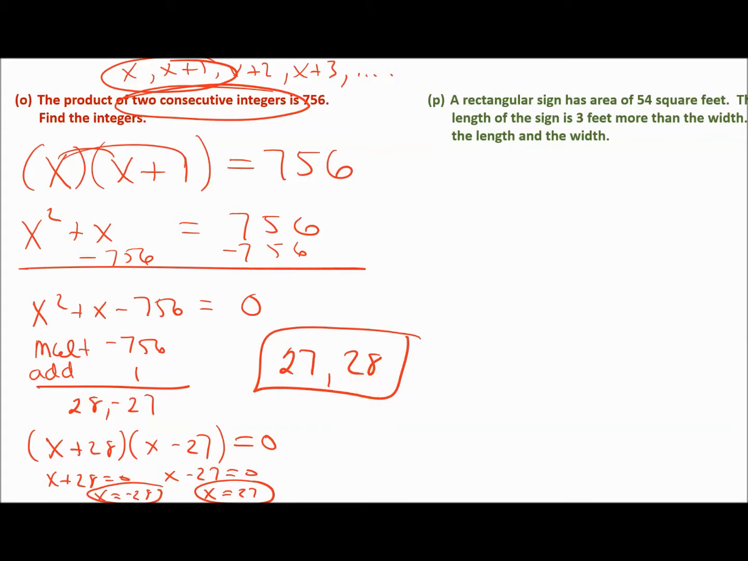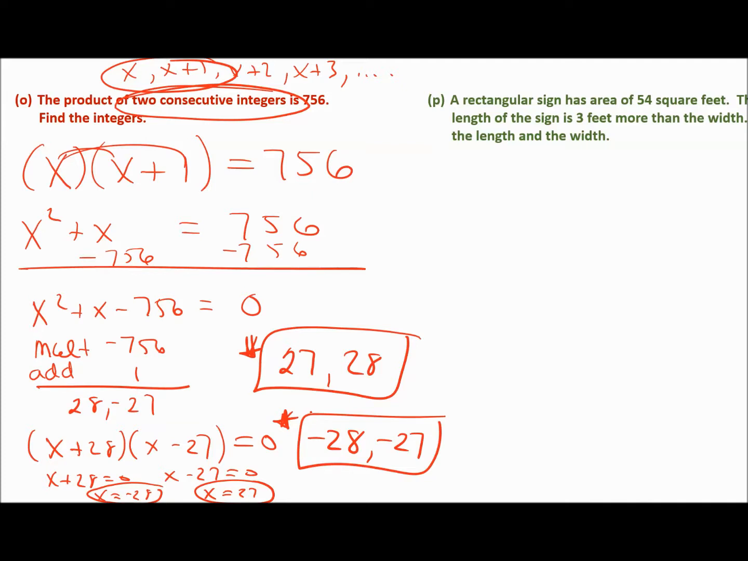Okay, what about the other option? What if x is negative 28? Okay, then the next number in line would be negative 27. If you multiply those together, you also get 756. Okay, so actually I have two answers. 27 and 28 multiplied to be 756, and negative 28 times negative 27 are also consecutive integers that multiply to be 756.